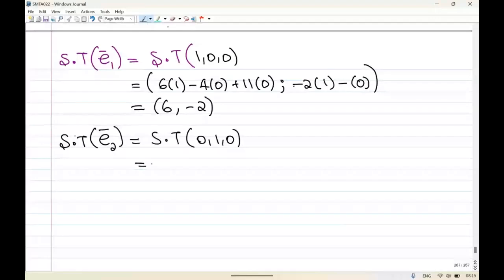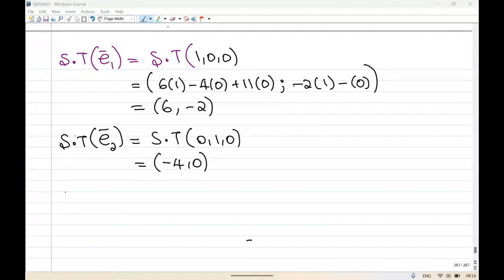Please use the defined function. The defined function is going to be what then? What is going to be the answer for this one, colleagues? Minus 4 and 0. Minus 4 and 0. Very good.